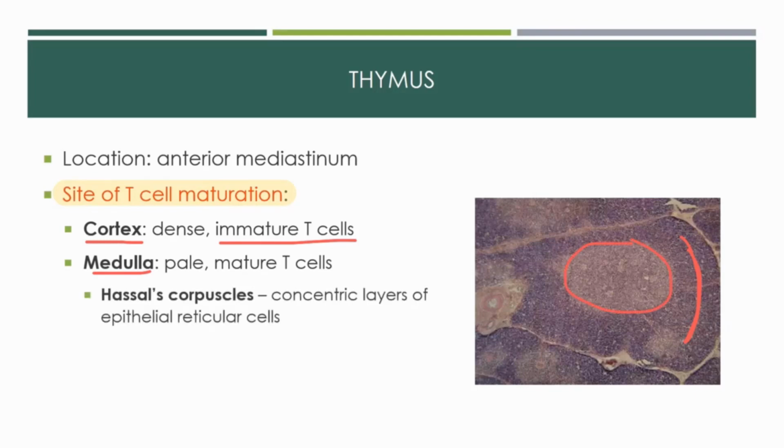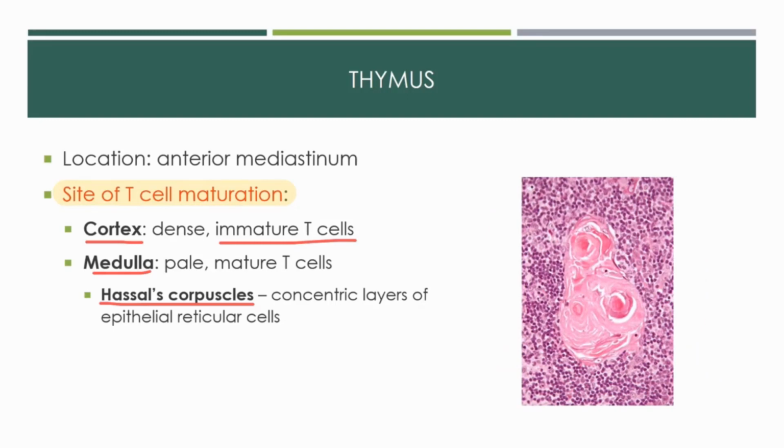The medulla also contains structures called Hassall's corpuscles, which if you remember from microanatomy, look like little pink onions. These are concentric layers of epithelial reticular cells, cells that express a large part of our genome and present self-antigen to T cells to make sure they won't react to our own tissues.